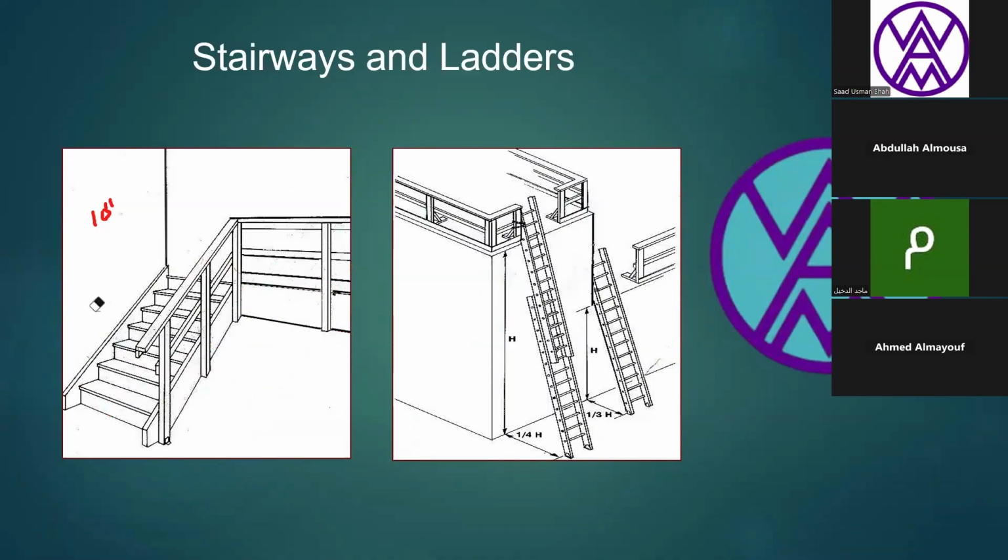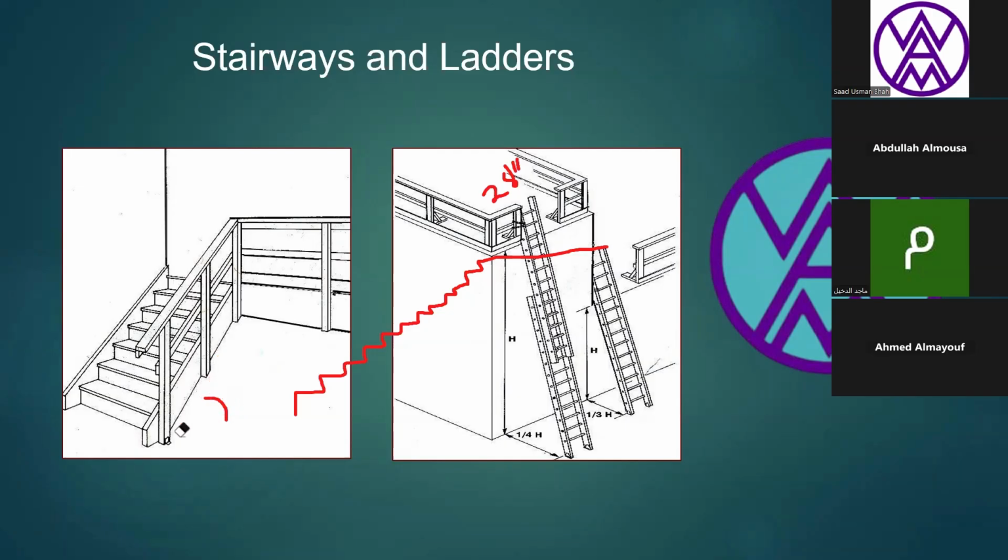What should be the angle? Anyone knows what should be the angle? It's in between 35 to 50. And this is the angle I'm talking about. The angle should be in between 35 to 50. And after every 12 stairs, 1, 2, 3, 4, 5, 6, 7, 8, 9, 10, 11, 12, there should be a rest area and the total area should be more than 28 inches.